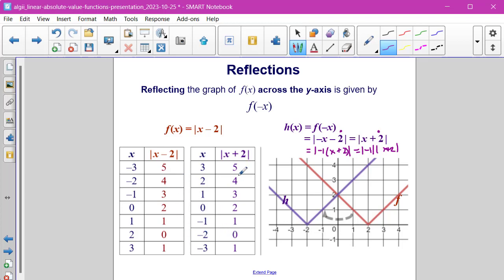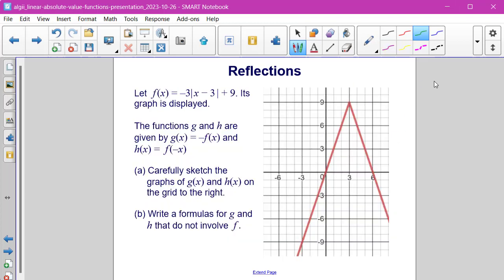So the y-coordinates all stayed the same, but the x-coordinates switched signs. So that's how we get from f to h. Now let's try an example where we are graphing reflections.